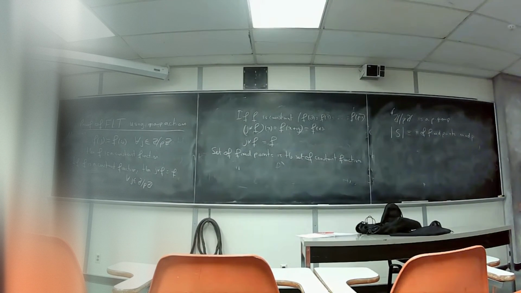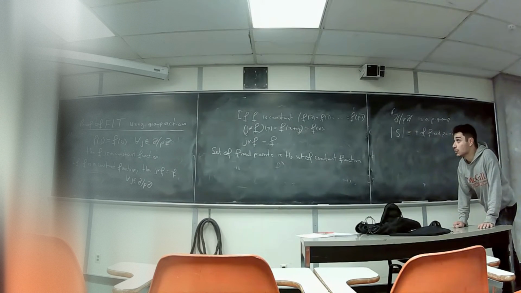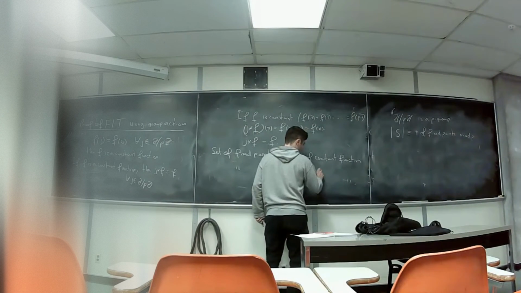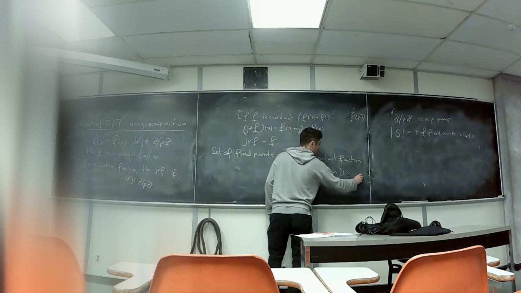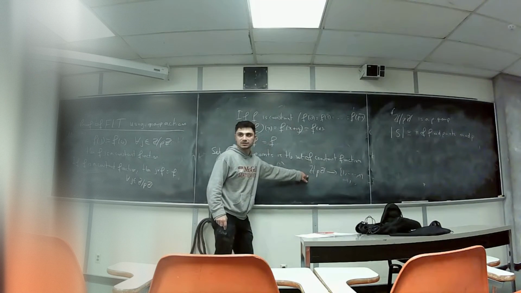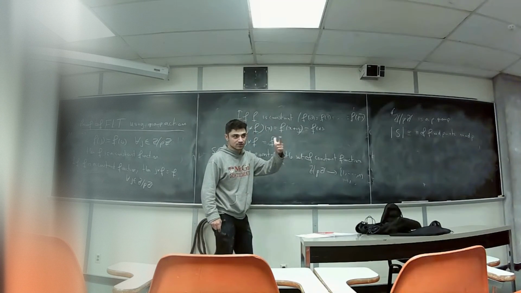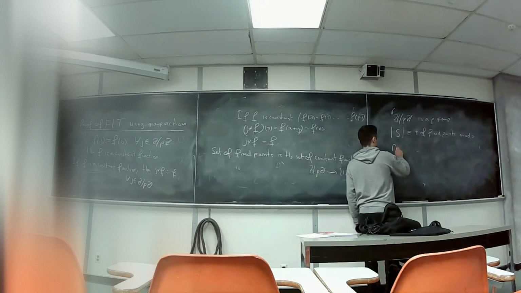Now, what is the size of S? How many functions can you find from Z mod pZ to {1, ..., n}? How many choices do you have for the equivalence class of 0? n choices. Equivalence class of 1, n choices. Equivalence class of 2, n choices. So the cardinality of S is n to the p.